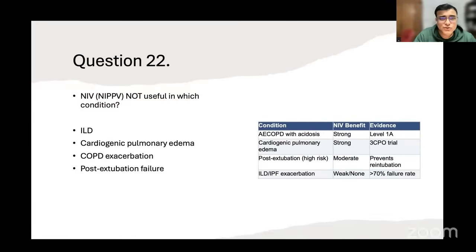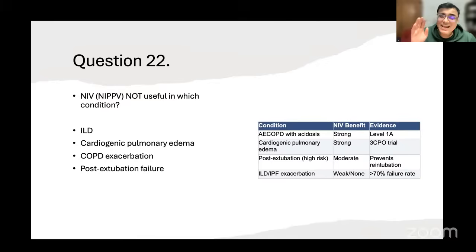NIV is not useful in which condition, they had asked. And the options were ILD, cardiogenic pulmonary edema, COPD exacerbation, or post extubation failure. So obviously, NIV is the preferred mode whenever you need positive pressure ventilation in patients who have cardiogenic pulmonary edema or who have type 2 respiratory failure or hypercapnic respiratory failure.